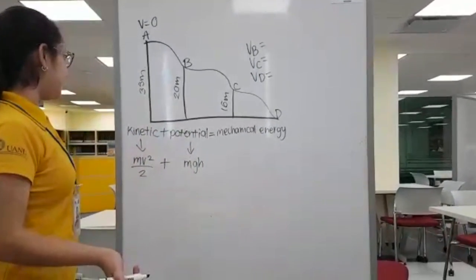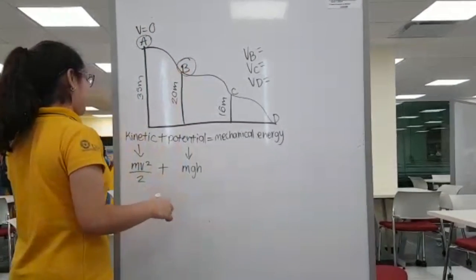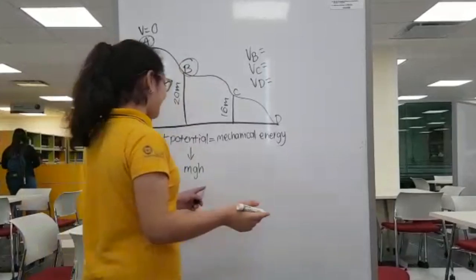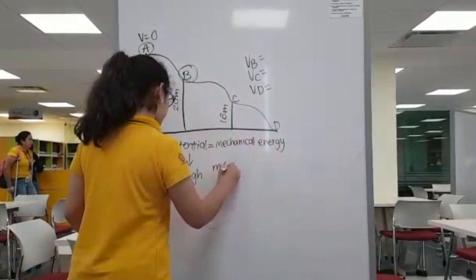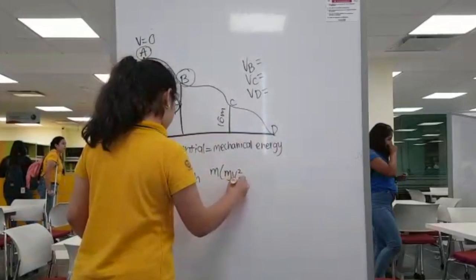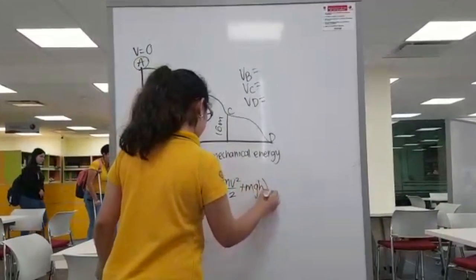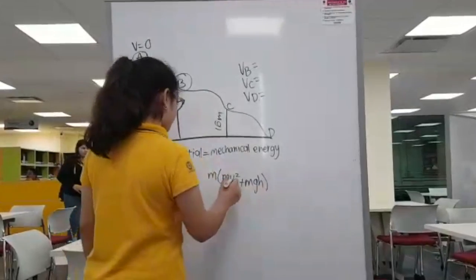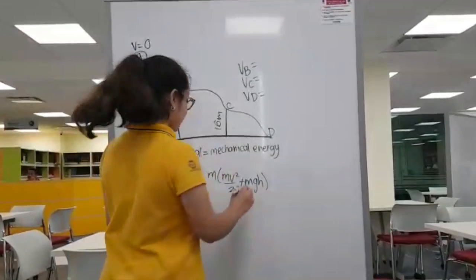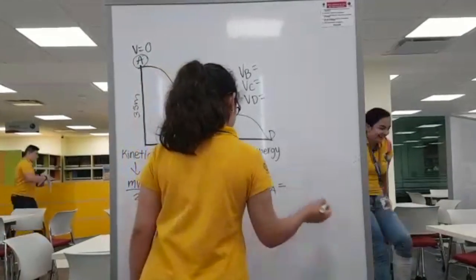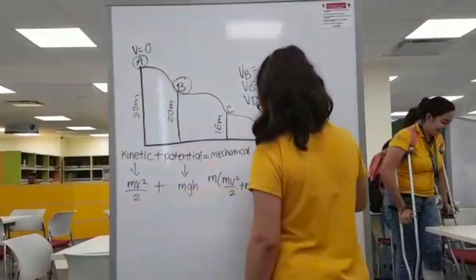Then we'll find the velocity of B first, and we will use points A and B. We will state that the mechanical energy of A is equal to the mechanical energy of B. Now, since we don't have the mass for this problem, we have to multiply all of our formula by m, and that way we can just cancel it out. And we can continue with our problem.